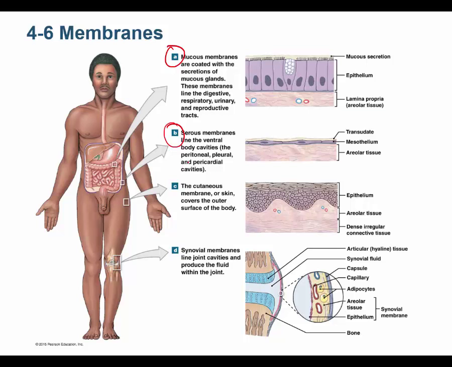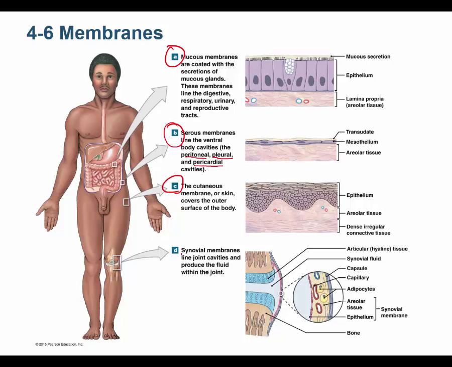And you've already heard of these, the peritoneal serous membrane lining your viscera, the pleural serous membrane lining your lungs, and the pericardial serous membrane lining your heart. We also have a cutaneous membrane, which is basically your skin. Now, you probably haven't thought about your skin as a membrane before, but it does indeed secrete things. It secretes sebum and cerumen and sweat, so it certainly is a membrane.